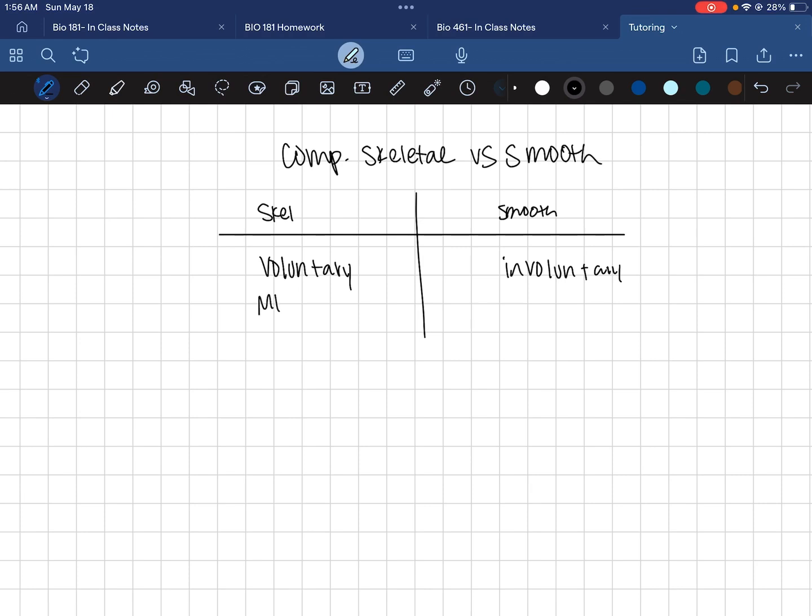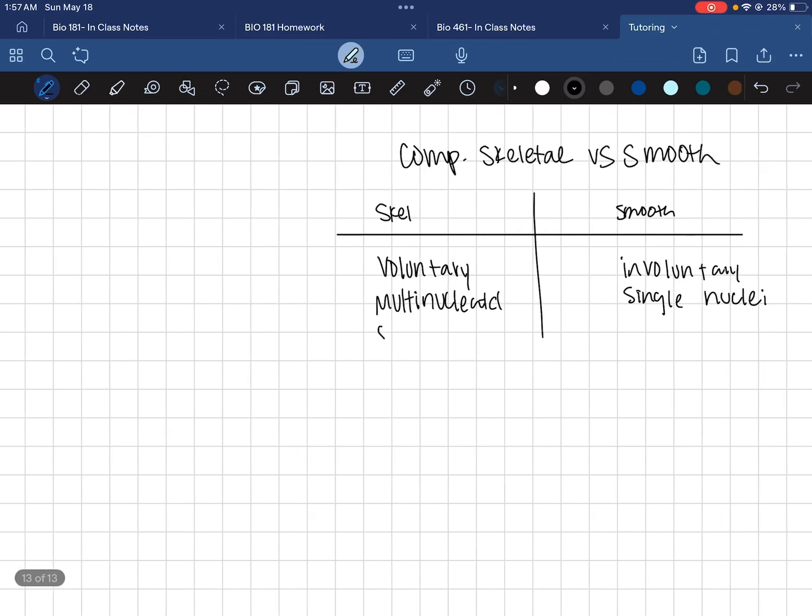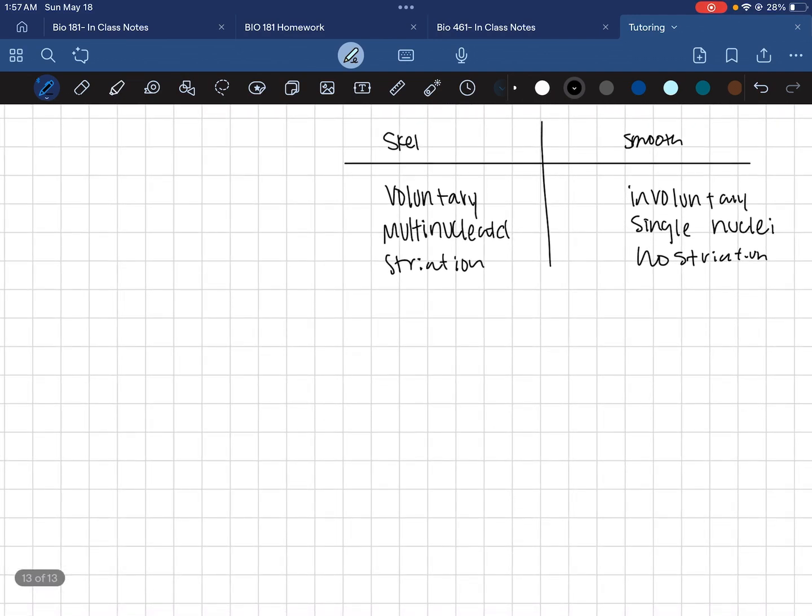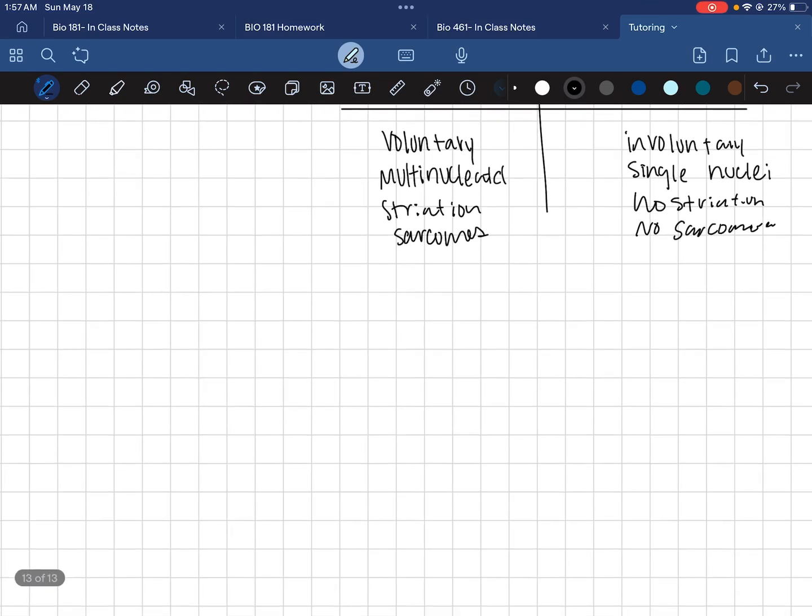Nuclei. We have multi-nuclei, it's multi-nucleated. This one is single, which would make sense because we need a lot more oxygen in order to be able to produce the actions that we want to with skeletal muscle. And then striations, we have striations here, no striations here. And then we have sarcomeres, which are present here because it's muscle. So sarcomeres, no sarcomeres for you.